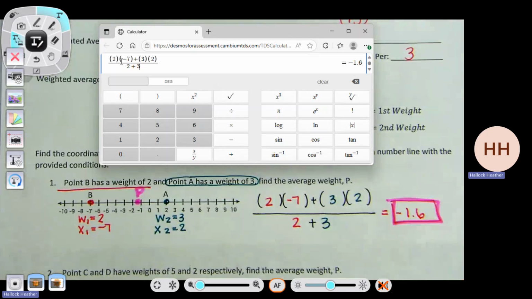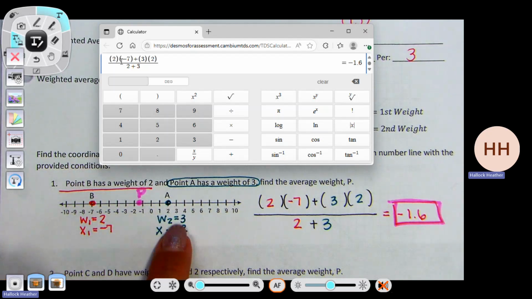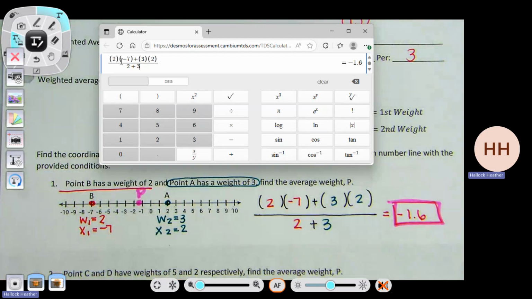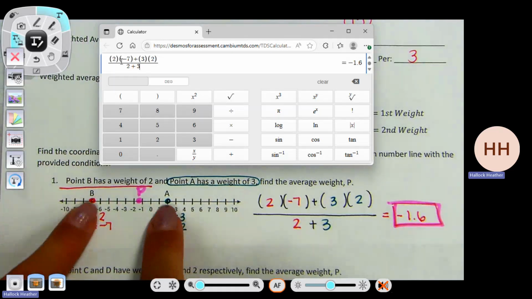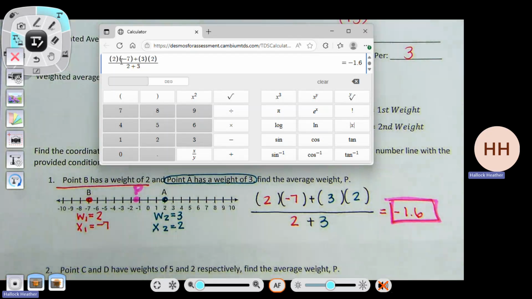And if you think about it, this makes sense. Because A has a weight of 3 and B has a weight of 2, A is heavier, so my point is closer to A than it is to B. If your weighted average ever falls outside of your coordinates, that is wrong. Something happened. The weighted average should always fall between the 2 points.